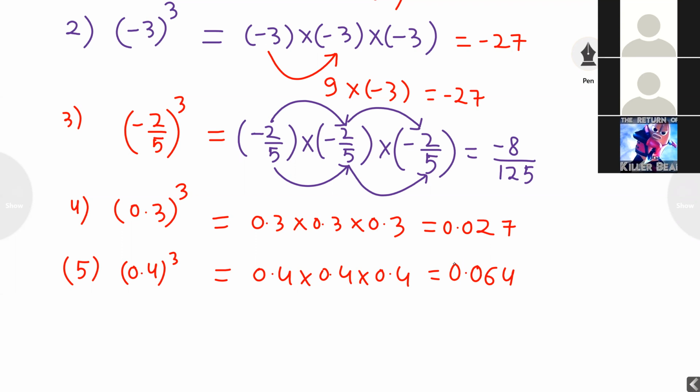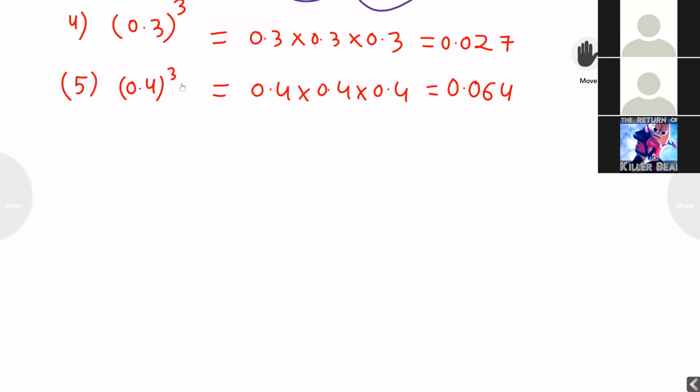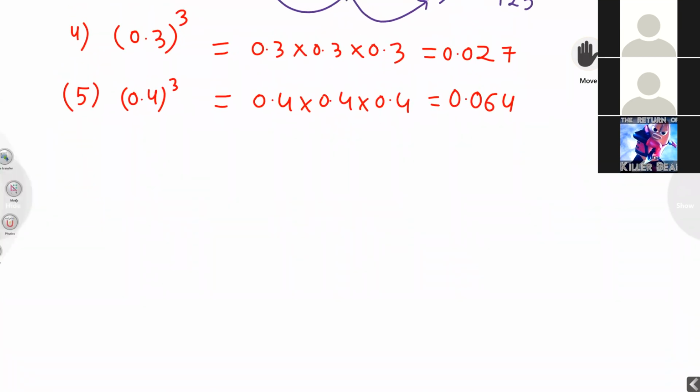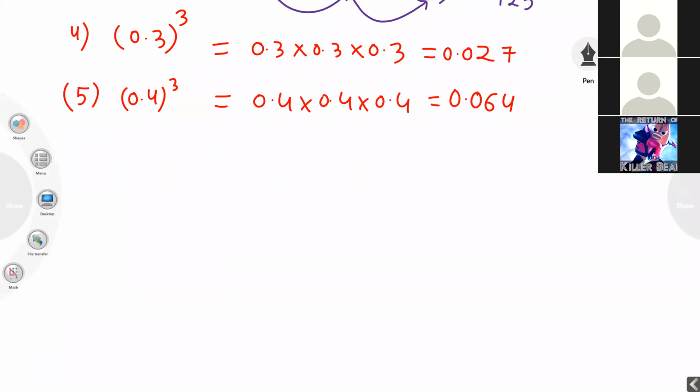Fifth question, note down, everyone. Sixth question, note down. 1 cube is equal to 1. Right? This is the pattern. First, the first odd number I have taken.